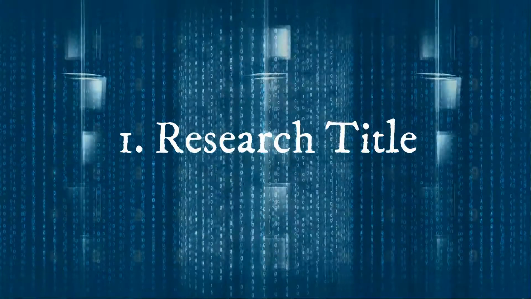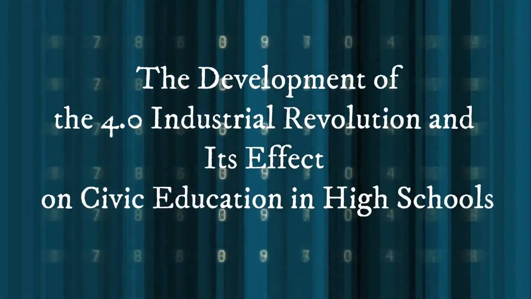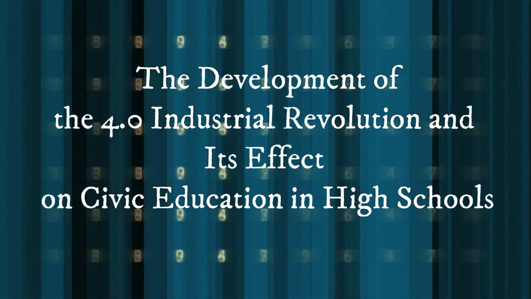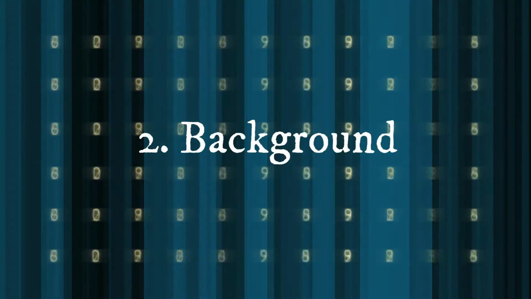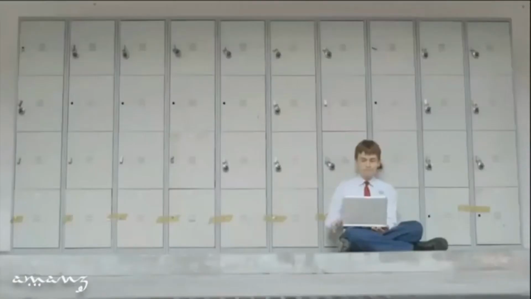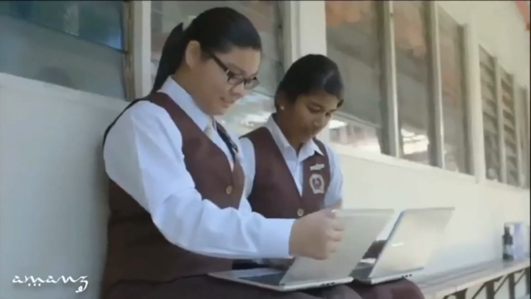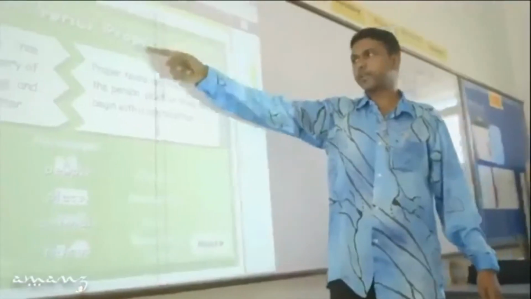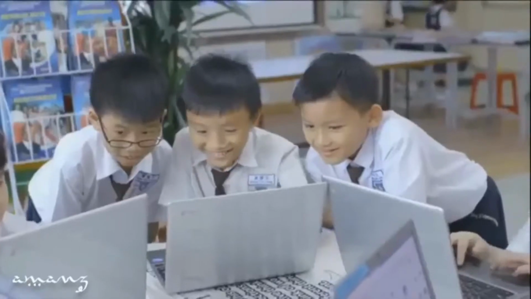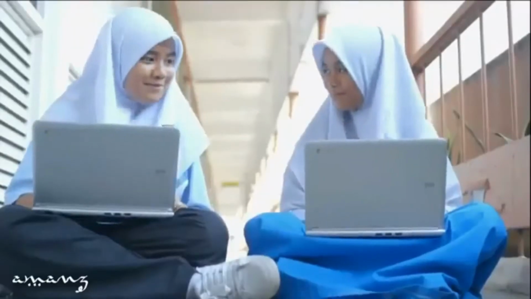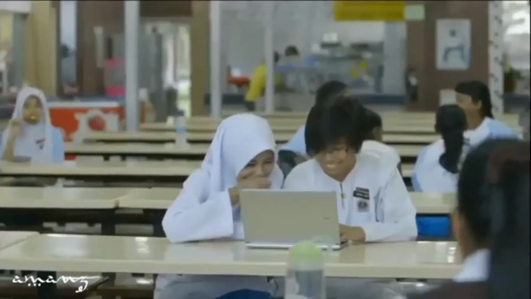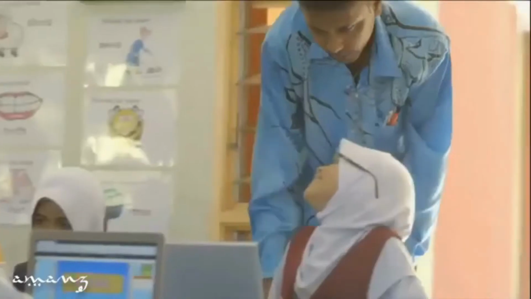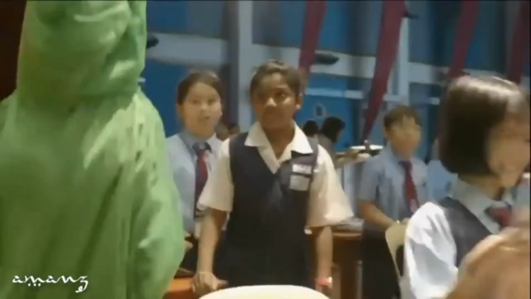1. Research title. The development of the 4.0 Industrial Revolution and its effect on citizenship education in high schools. 2. Background. Current technological developments have entered into automation technology with cyber technology that affects all aspects of human life including education. The young generation, especially senior high school level, is considered to be one of the groups most affected by the Industrial Revolution 4.0, both when they are in school, at home, and in the game environment.